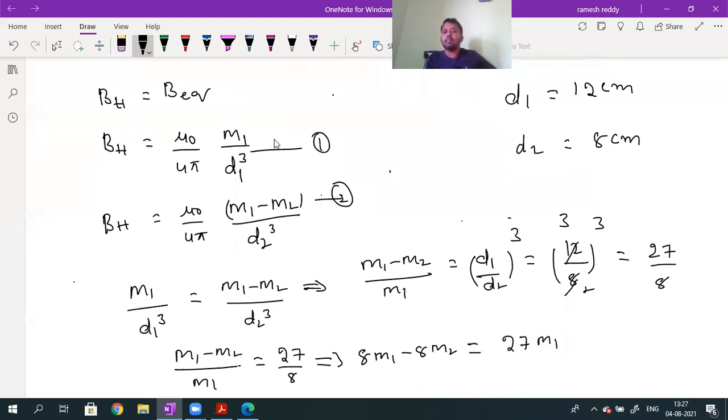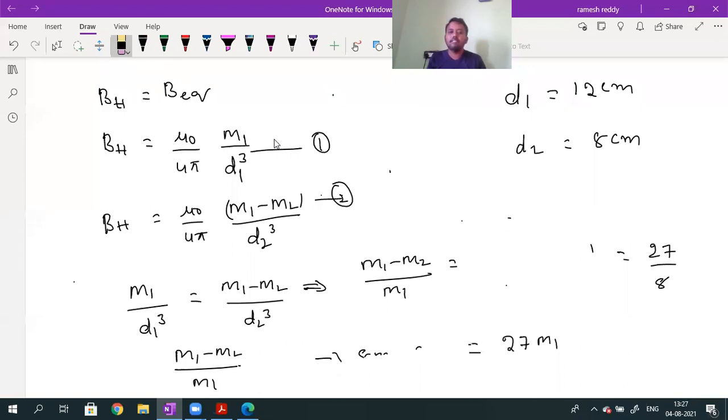Then (m1 minus m2) divided by m1, sending this side. Here I think I did wrong. Sending this m1 to this side, (m1 minus m2) divided by m1 will be equal to d2 by d1 whole cube. I made one small mistake here. Sending m1 to this side and d2 to this side, it will come as d2 by d1 whole cube.